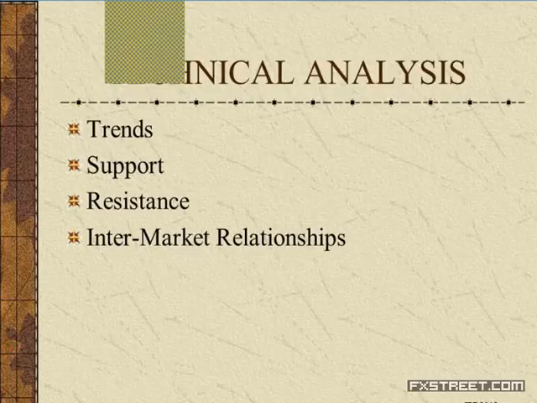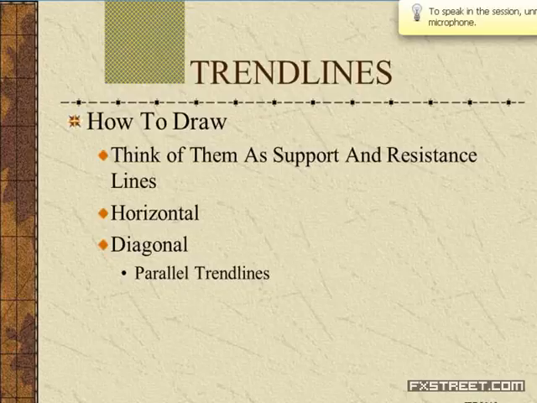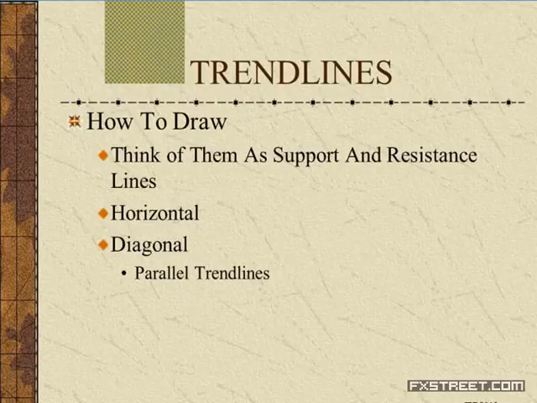And we're going to obviously talk about trend lines today, and we're going to use them to help us with support and resistance. Trend lines, how to draw. Again, think of them as support and resistance lines. You can draw them horizontally, straight across, and then you can also draw them diagonally up, where they might be acting as a support line, or diagonally down, maybe acting as a resistance line.